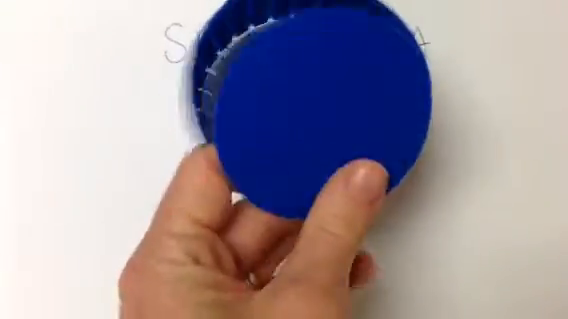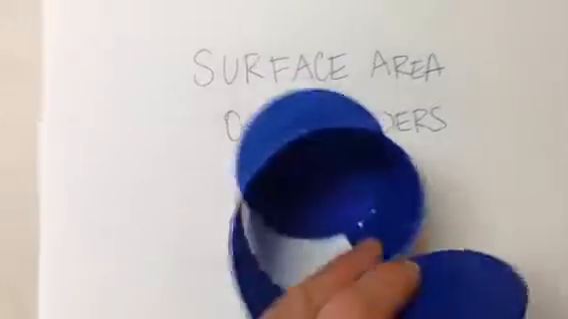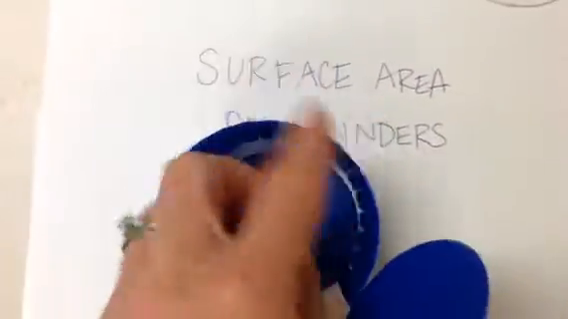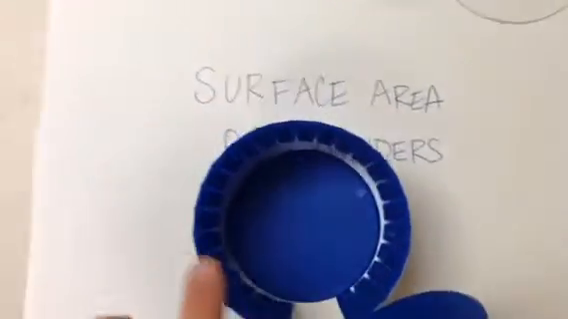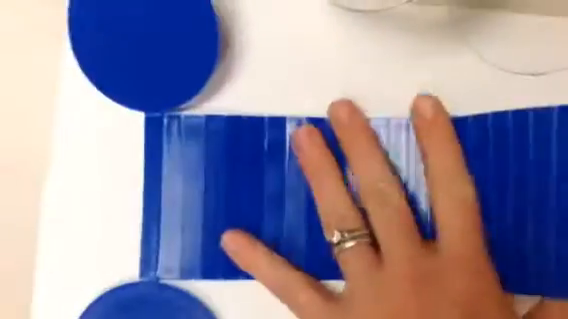So we've got the two bases are circles. Remember, the area of a circle is pi r squared. And then we've got this part here. And here, the circumference of the circle is this length, and we can flatten that out. And look what shape it becomes.